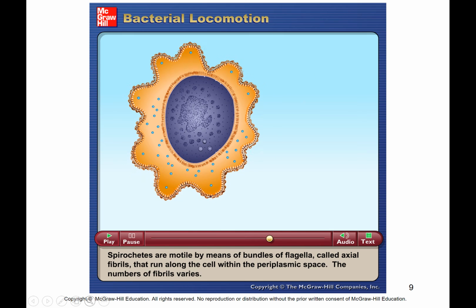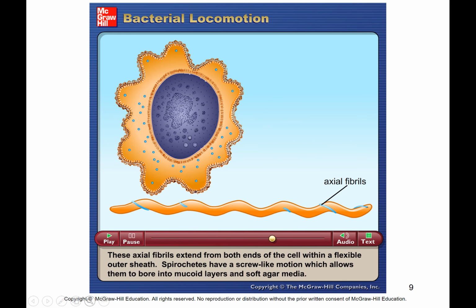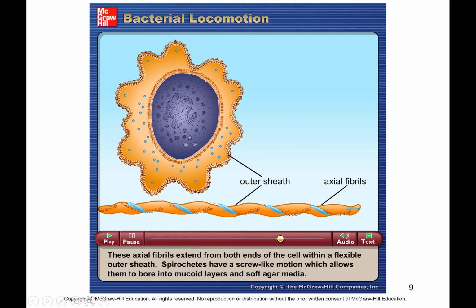The number of fibrils varies. These axial fibrils extend from both ends of the cell within a flexible outer sheath. Spirochetes have a screw-like motion which allows them to bore into mucoid layers and soft agar media.